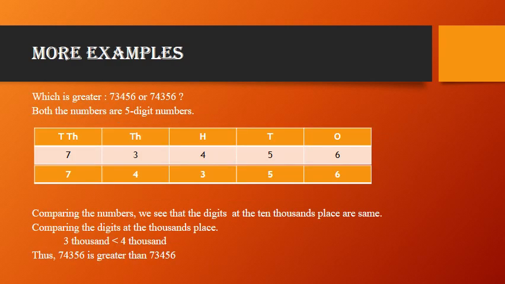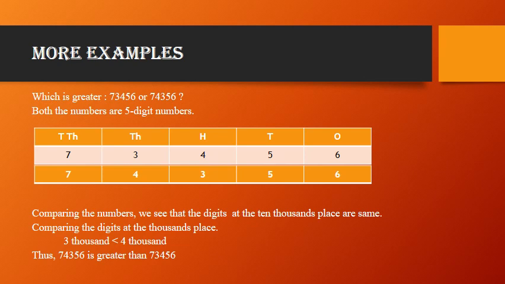Now children, we will see one more example. You need to find which is greater, that is 73,456 or 74,356. Now children, both the numbers are 5-digit numbers. We have done the placing and you all can see in that chart that the number at 10,000's place in both the cases is same, that is 7. But if you check at the thousands place, you can see in the first number the digit at thousands place is 3, and in the second one it is 4. So 3,000 is less than 4,000.